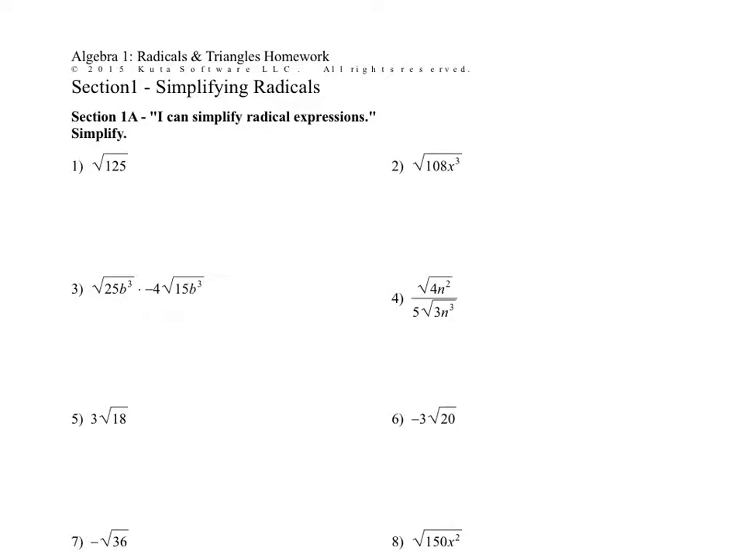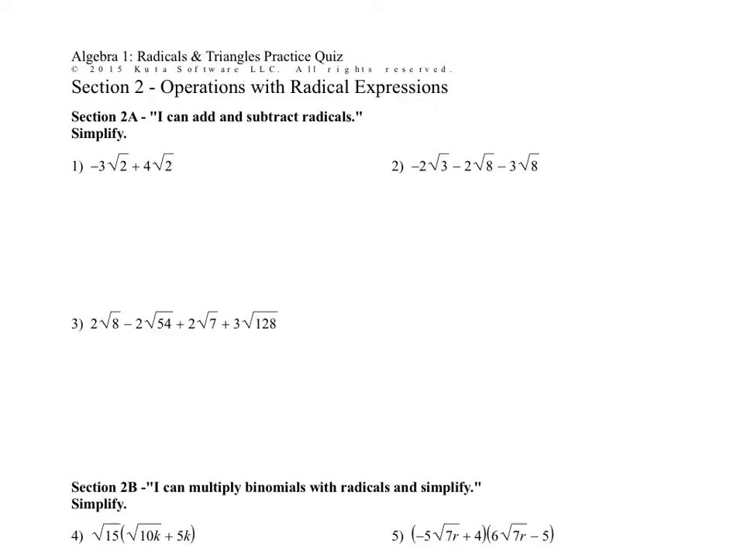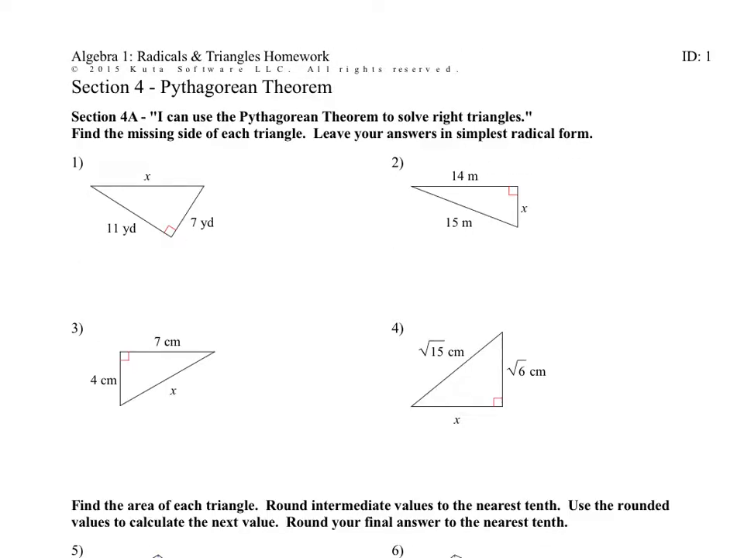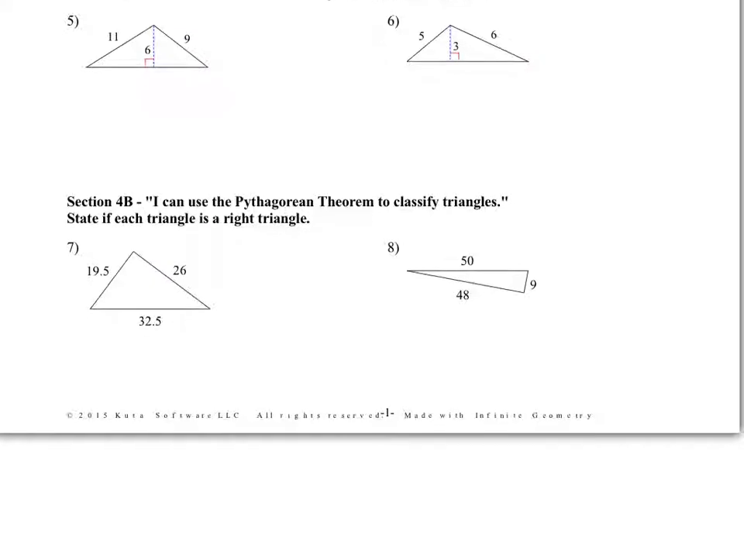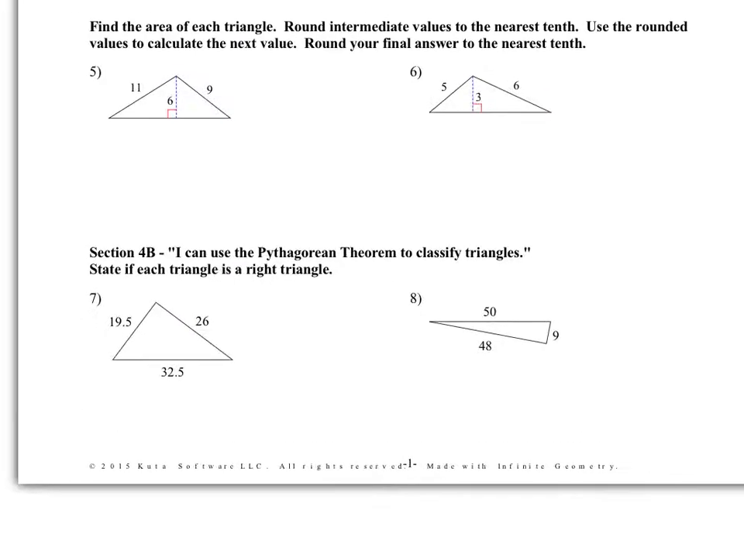Section 4B, using the Pythagorean theorem to classify triangles. So here we have a triangle with three sides, and the question is: is it a right triangle? We already know that if we take the two legs of a right triangle, square each of them, and add them together, that sum will be the same as the hypotenuse side squared.